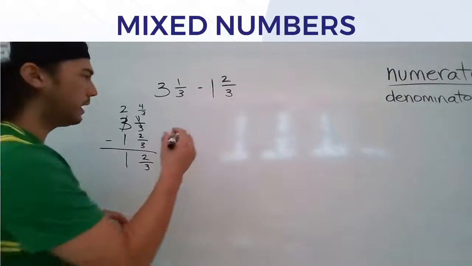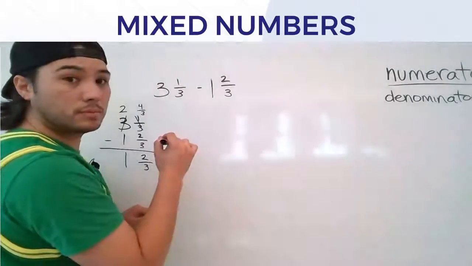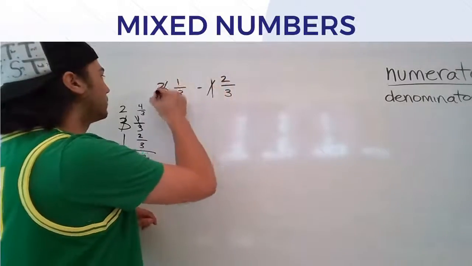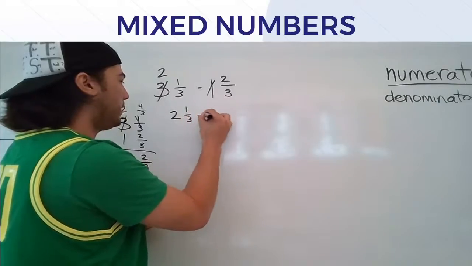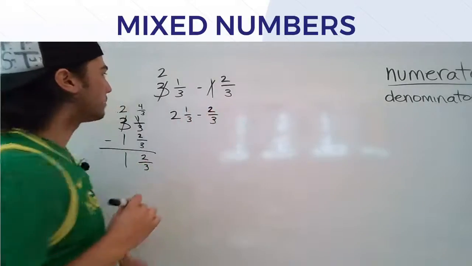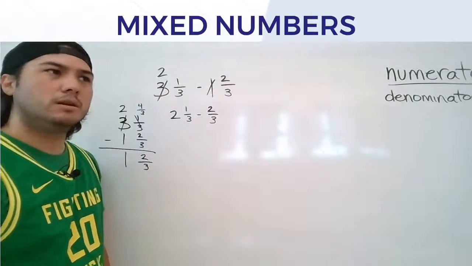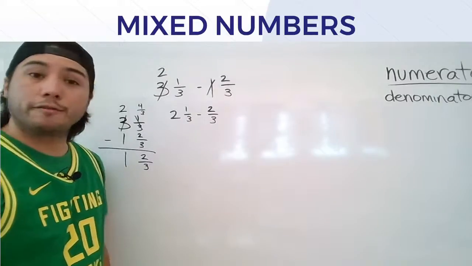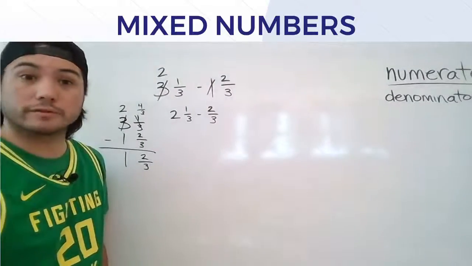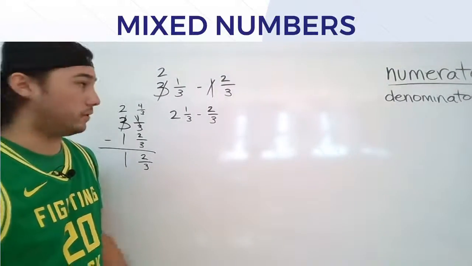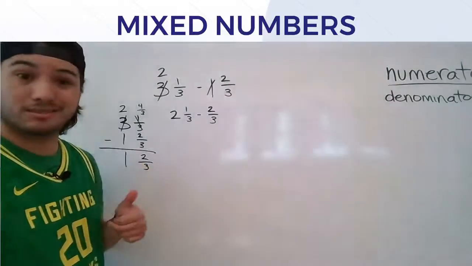The other way you could think about it is if you wanted to do it like this. 3 minus 1 is 2. So now you're left with 2 1/3 minus 2/3. So subtracting the whole numbers first, it can be more helpful for some mathematicians. It can be less helpful because it's different than our normal standard algorithm for subtraction. Okay, so for some of you, this might be confusing as all heck, in which case, don't worry about it. If this makes sense, use it, okay?